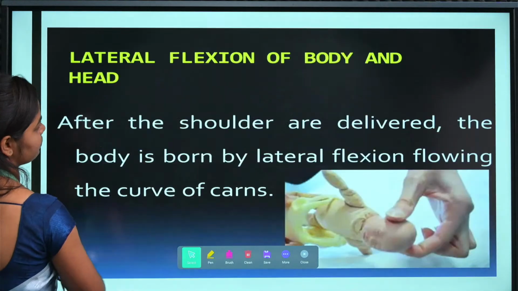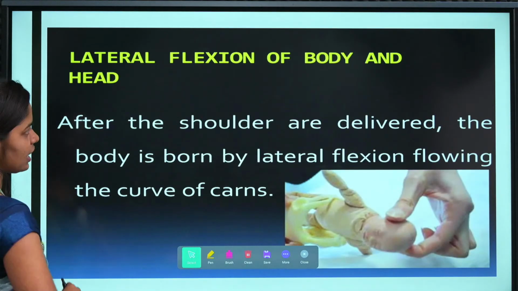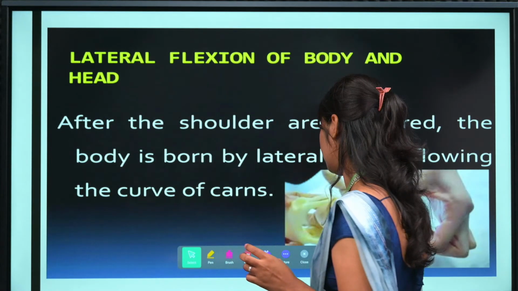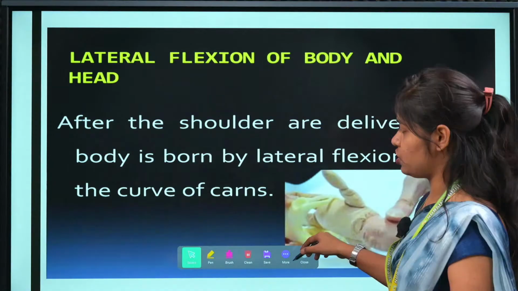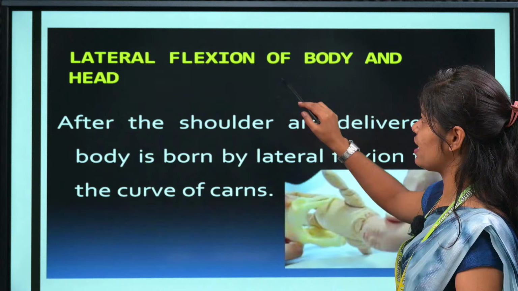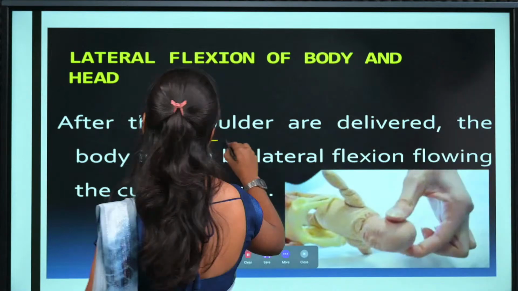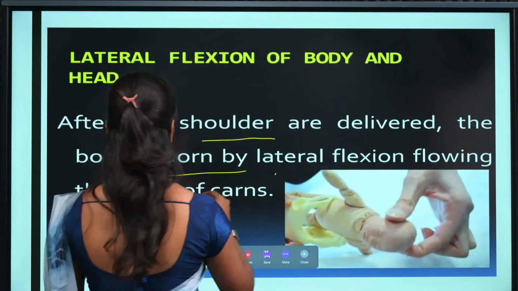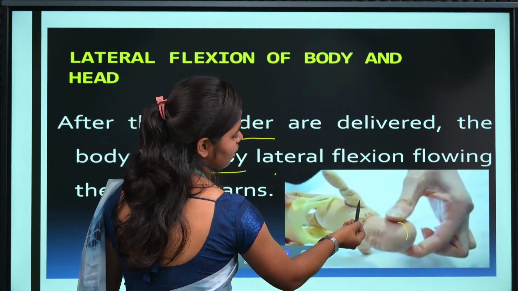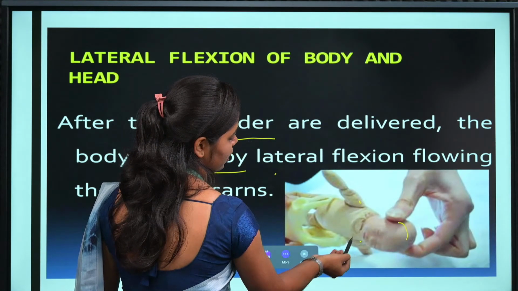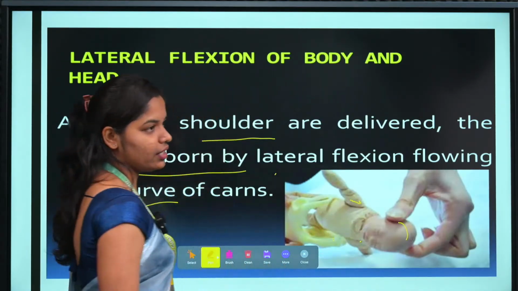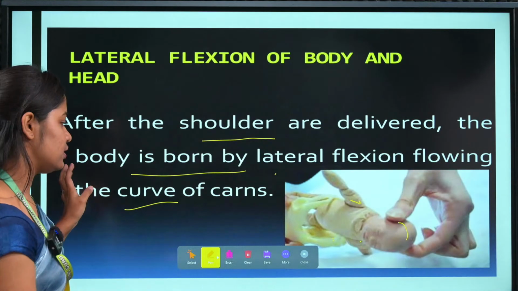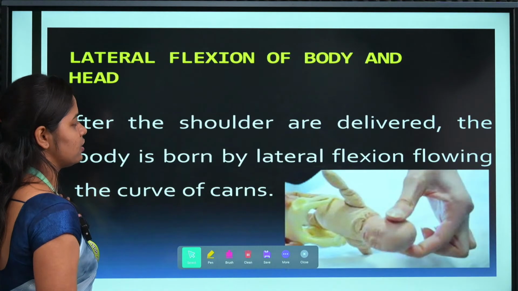At the last, lateral flexion of the body and head. The body, the head and the shoulder together are going to deliver in the lateral position. After the shoulders are delivered, the body is born by lateral flexion following the curve of the canal. Once the head is delivered, both shoulders will be flexed with the pelvic outlet and delivered by lateral flexion. These are all the points or steps in the mechanism of labor which occurs in the second stage.